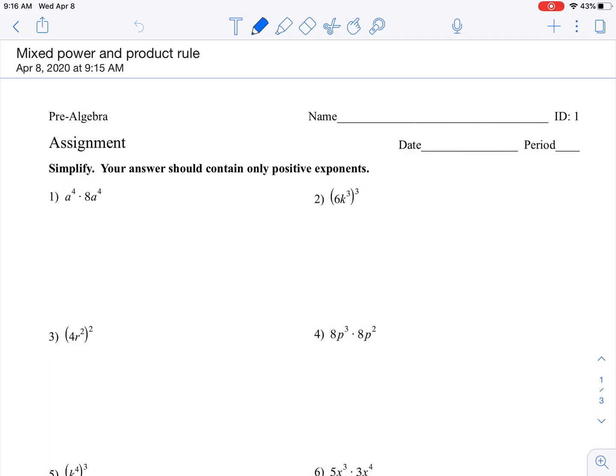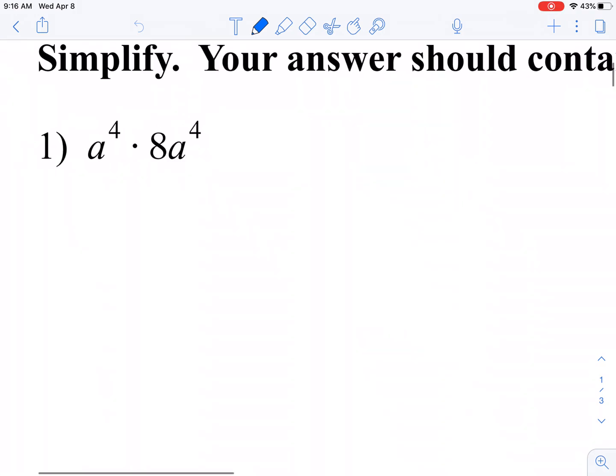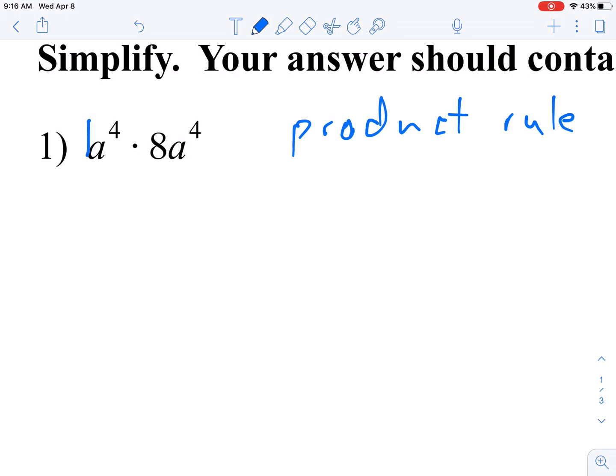So if you look at number 1, it is considered to be a product rule problem. And what the product rule states is that if you have the same base, you can simply add the exponents. So keep in mind that there's a 1 in front of this A. What you're going to do is take your regular numbers, 1 and 8, and multiply them together. 1 times 8 is 8.